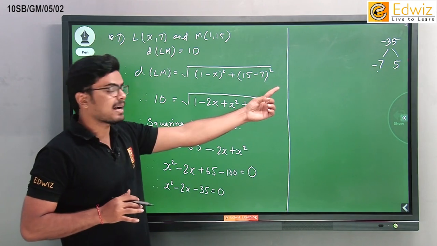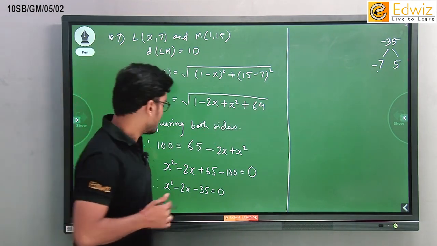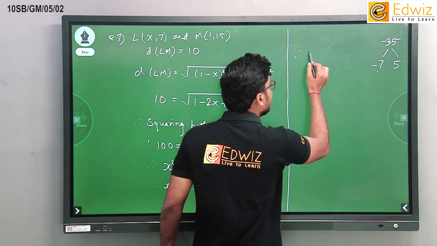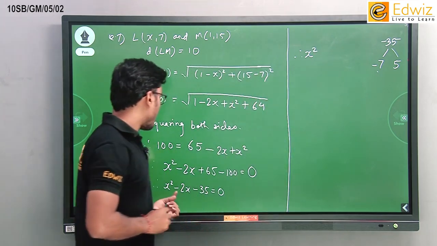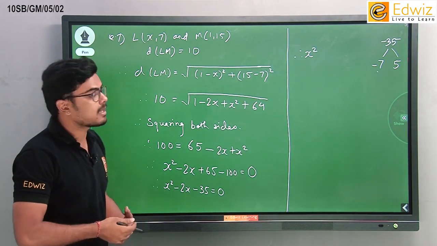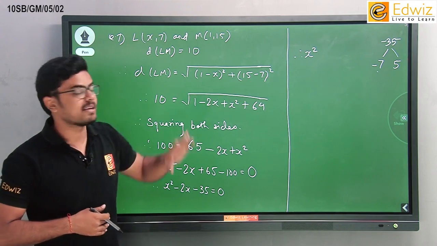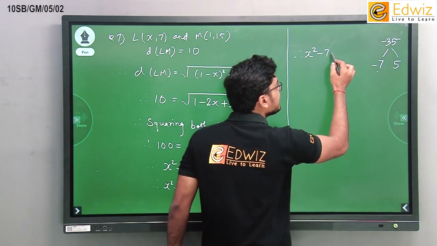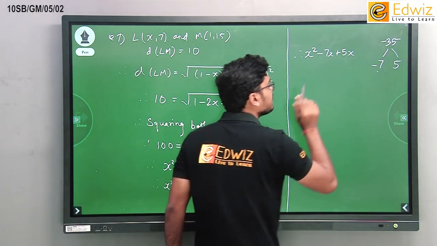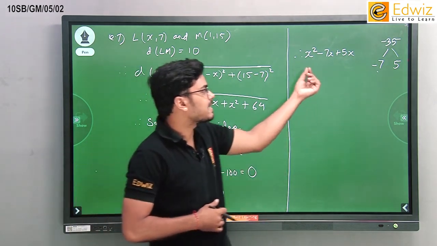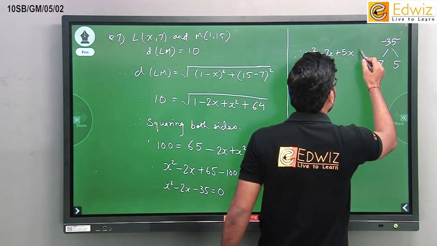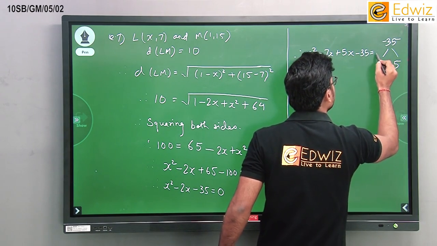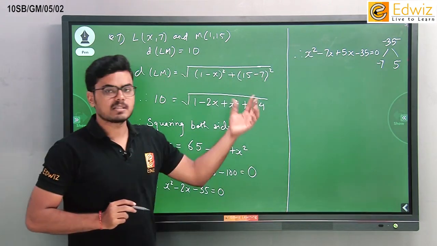Now let us use the factors to split the middle term. This will become x square minus 2x की जगह पे अब हम लोग क्या लिखेंगे? -7 और 5 को यूज करके -7x plus 5x. ठीक है, मिडल टर्म जो था -2x, it became -7x plus 5x. -35 is as it is and equal to 0. ठीक है, so this is what we are getting.